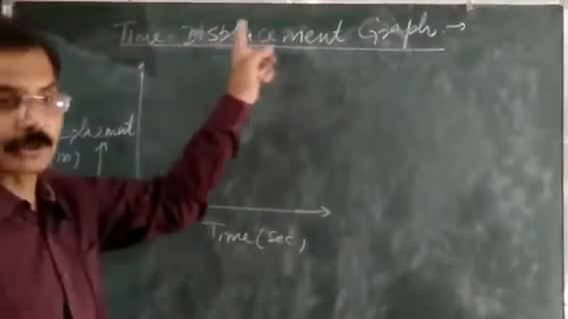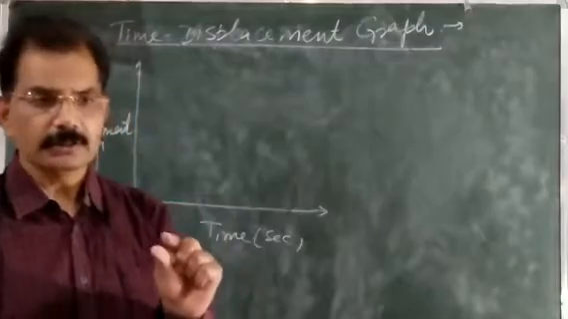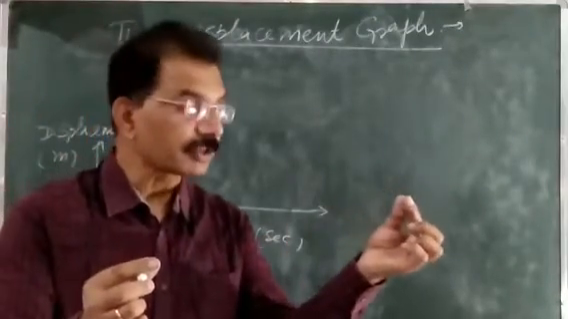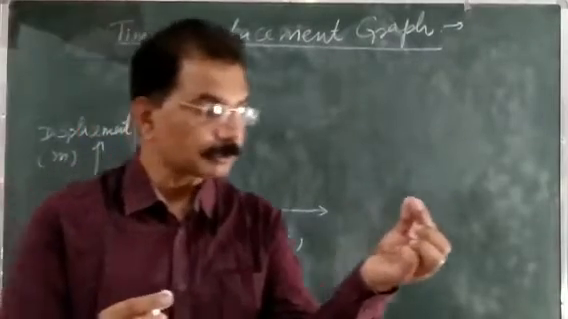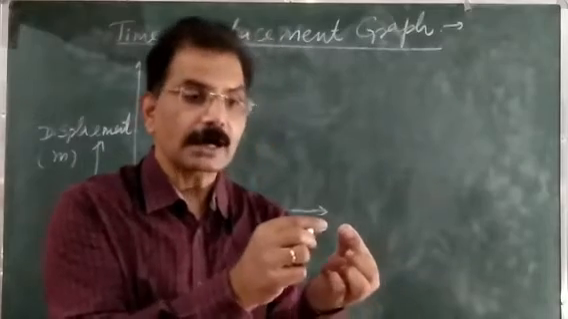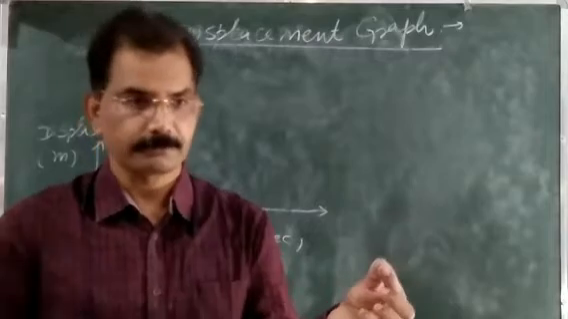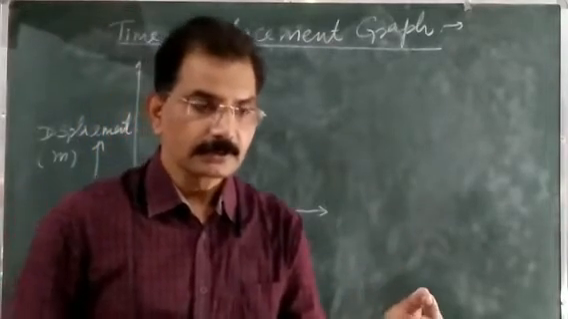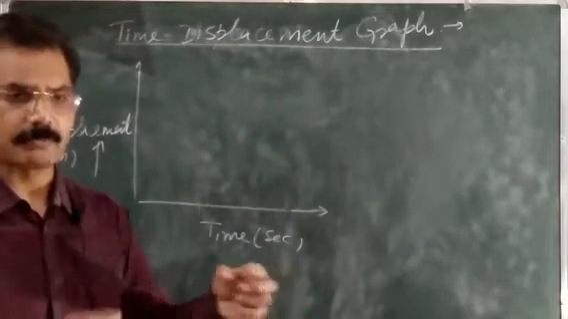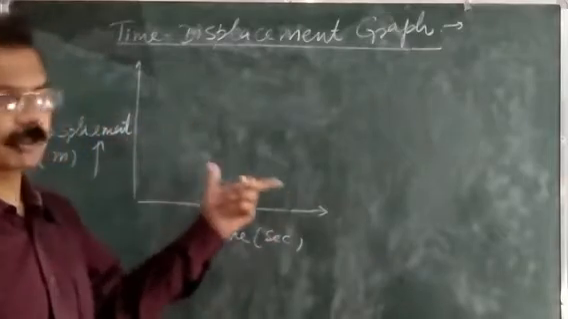Now, the time displacement graph. If we measure the displacement of any object with respect to a reference point, meaning an origin, at different times, and then draw a graph between time and displacement, that graph is simply called the time displacement graph.